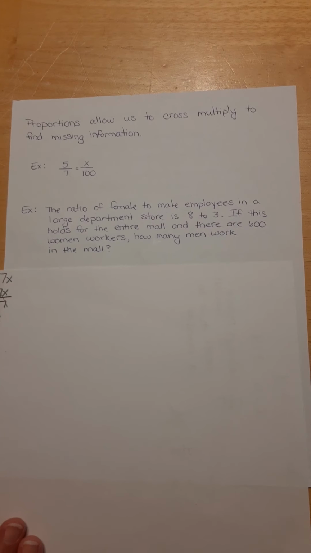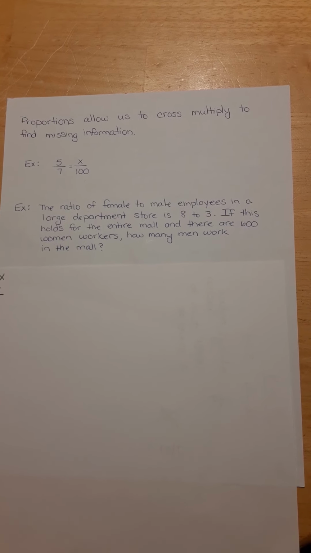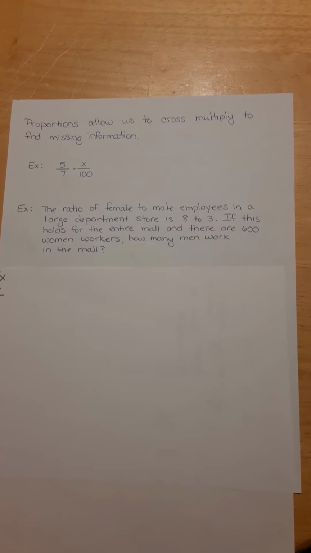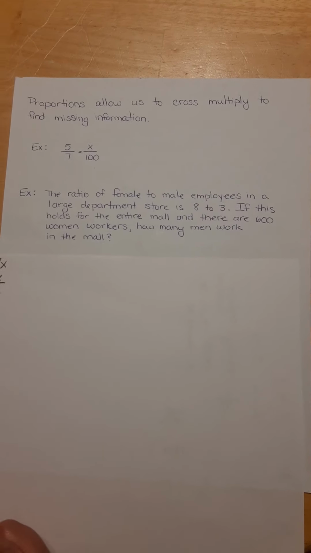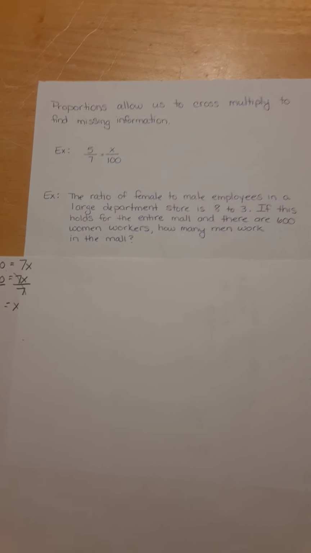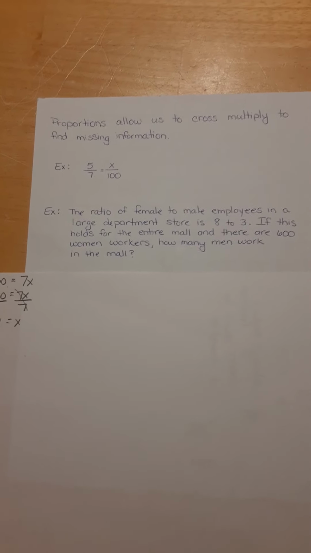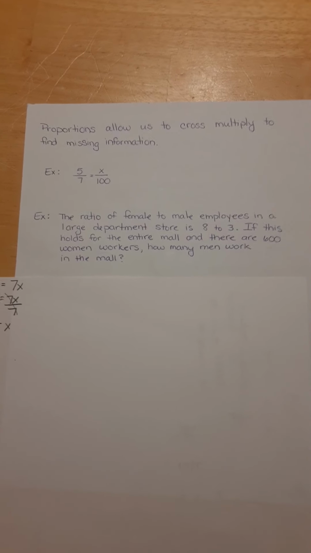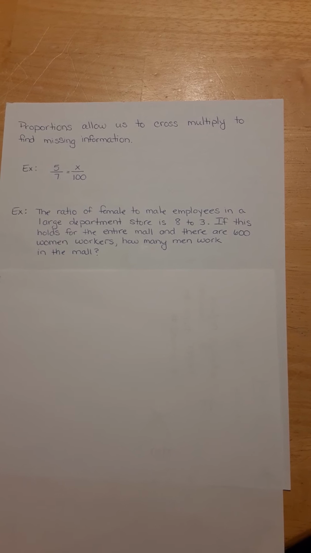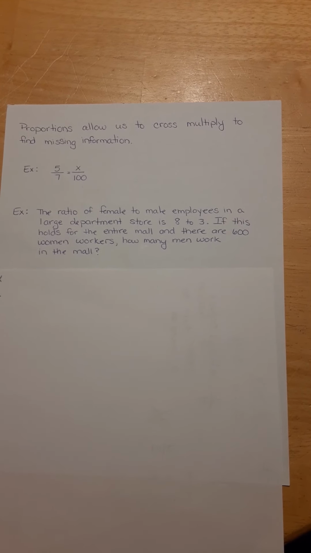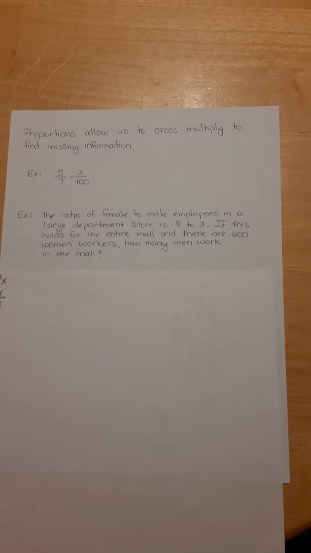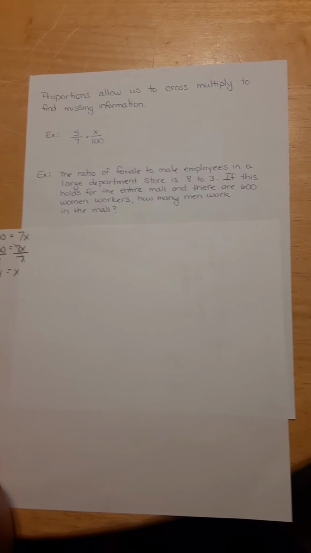Let's go ahead and do a word problem here. Okay, because not everything in life is going to be a nice equation. You're going to have to be responsible for taking all this information and putting it into an equation to help you find missing information. So here we have the example. The ratio of female to male employees in a large department store is 8:3. If this holds for the entire mall and there are 600 women workers, how many men workers are in the mall?